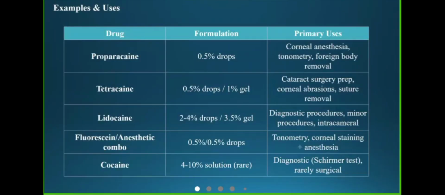So some of the examples of the drugs which are used for these ophthalmological conditions are proparacaine, which is used as a 0.5% drop, primarily for corneal anesthesia. Then tetracaine, lidocaine, cocaine. These are also used for various purposes like cataract surgery prep, diagnostic procedures, suture removal, and so on.